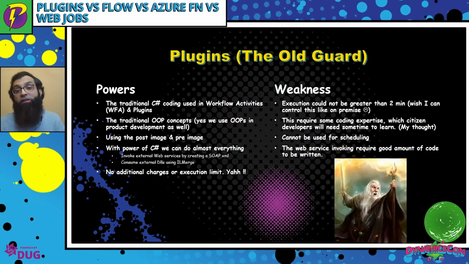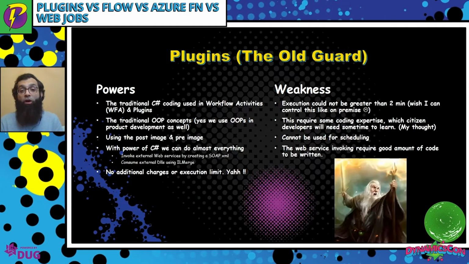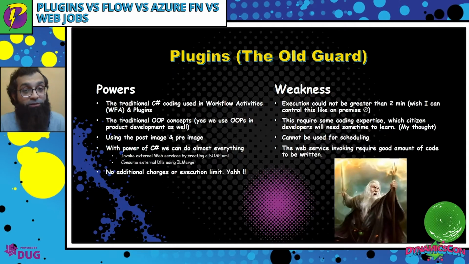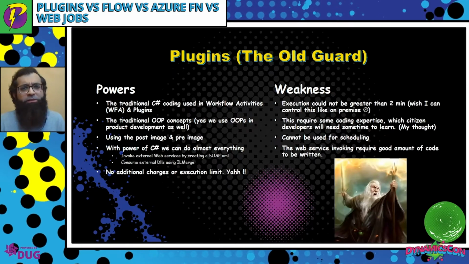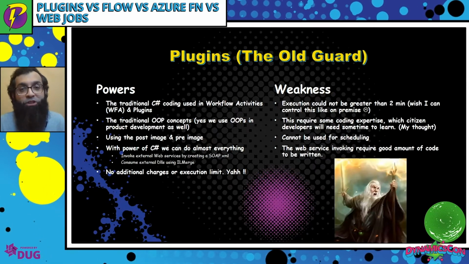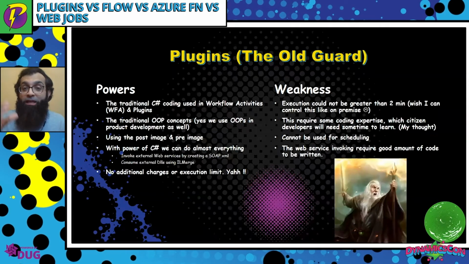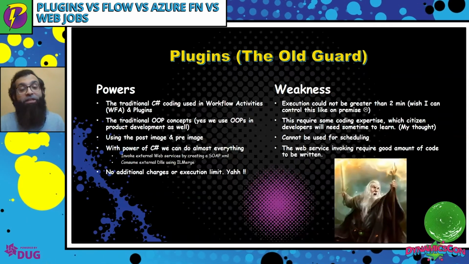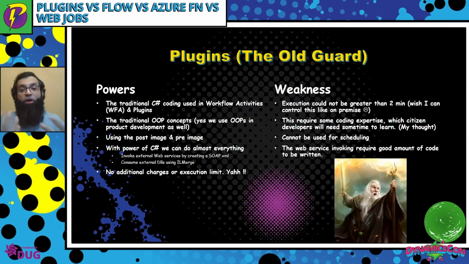Weakness, the biggest weakness I would say that I saw when I came to online is the 2 minute execution time. What I mean by 2 minute execution time? Well, the 2 minute execution time means that you have to run the whole of your plugin within a 2 minute window, irrespective of what you are doing.